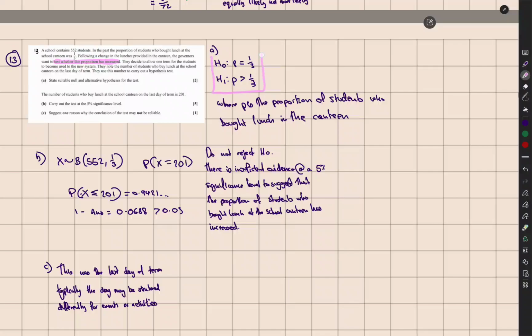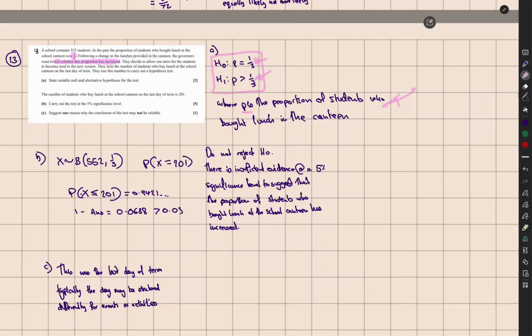So straight away, you should be in with your H0, what that represents, given to you by the proportion in the original statement. And we are looking for this proportion increasing. So your H0 is going to be p equal to 1/3. And if there's going to be a change, you know this proportion is going to be greater than 1/3. This statement is very important for this question. You need to show what p represents. So here, where p represents the proportion of students who bought lunch in the canteen.